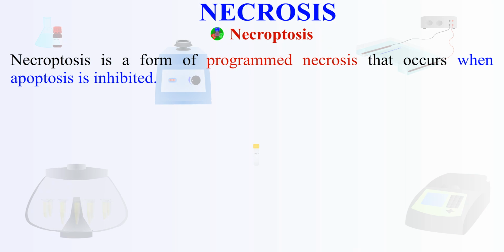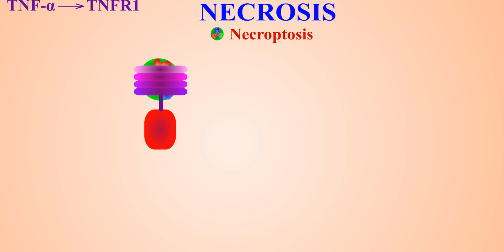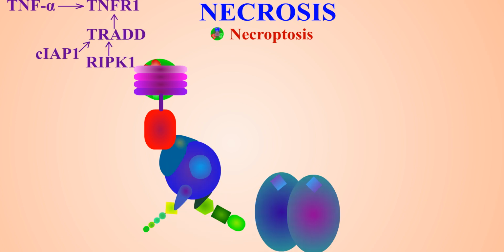1. Necroptosis. Necroptosis is a form of programmed necrosis that occurs when apoptosis is inhibited. It is triggered by TNF-α, or tumor necrosis factor alpha, binding to TNF-R1, or the TNF receptor, which leads to the recruitment of adaptor proteins TRADD, or TNF receptor-associated death domain, TNF receptor-associated factors, cellular inhibitors of apoptosis proteins, or cIAP1, and RIPK1, or receptor-interacting protein kinase 1, to form Complex 1.